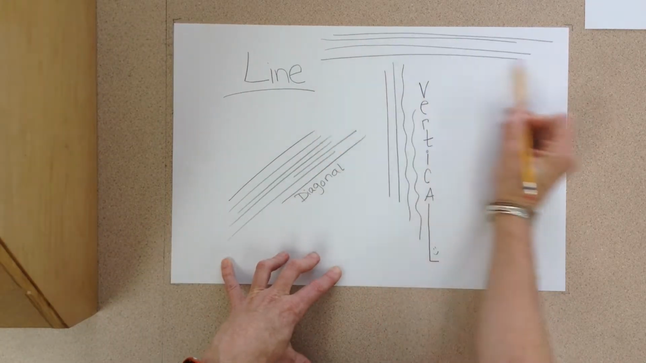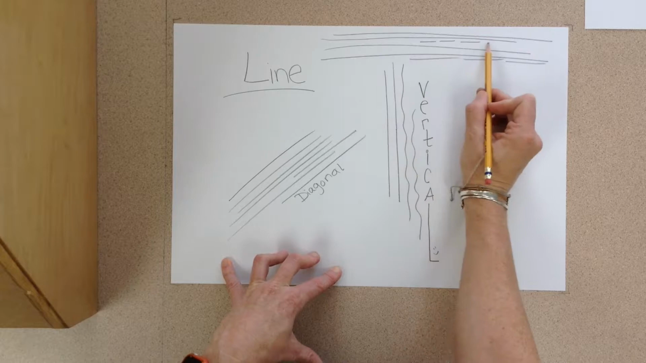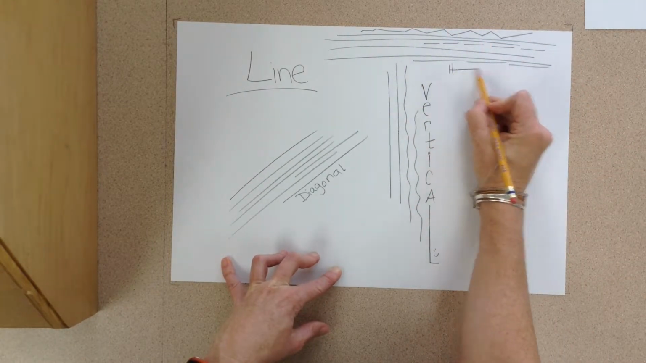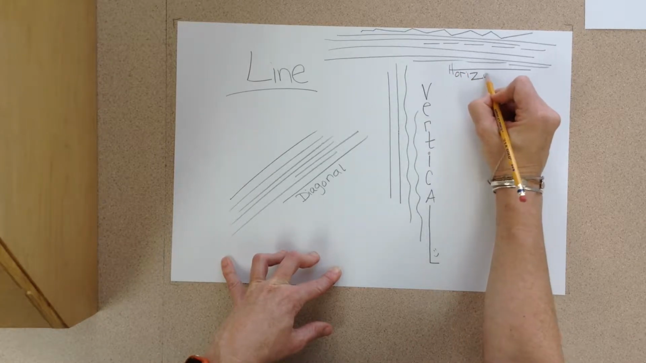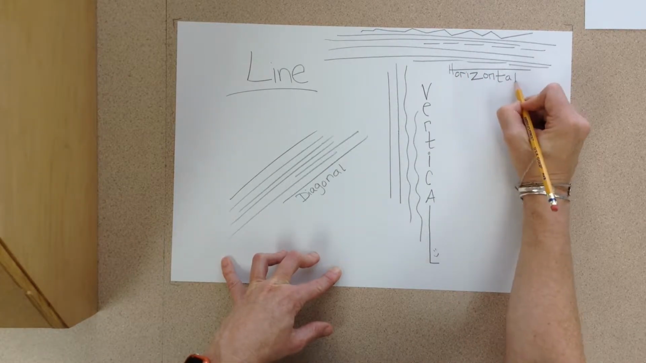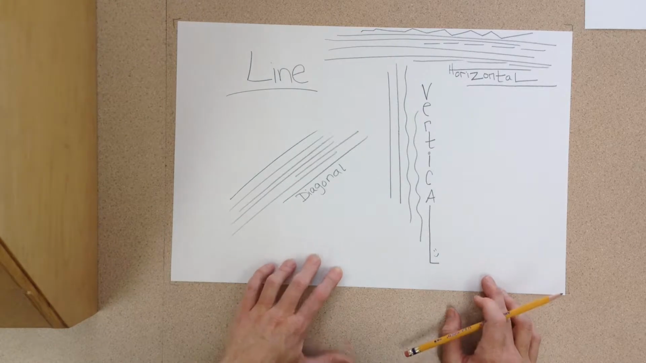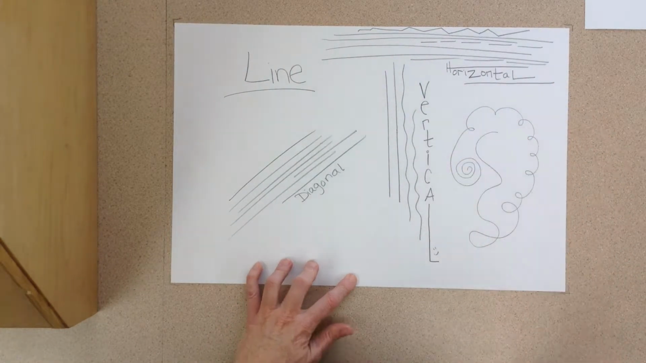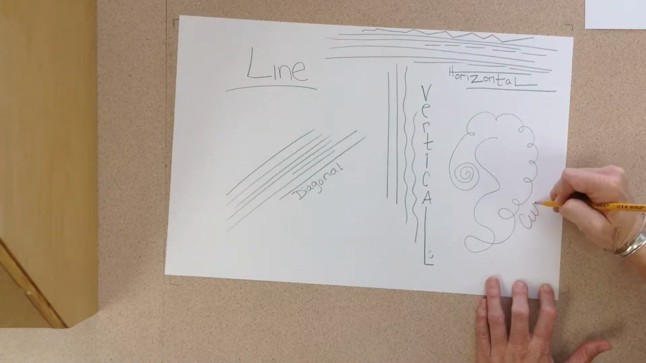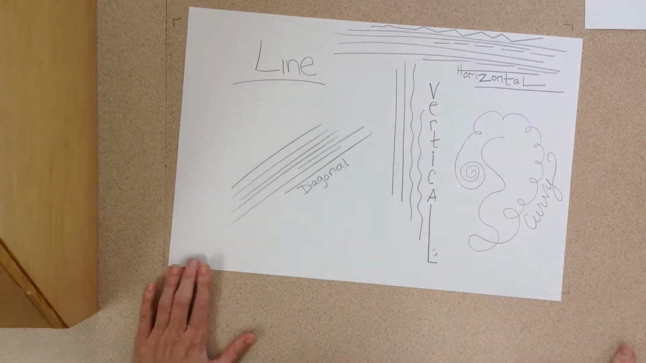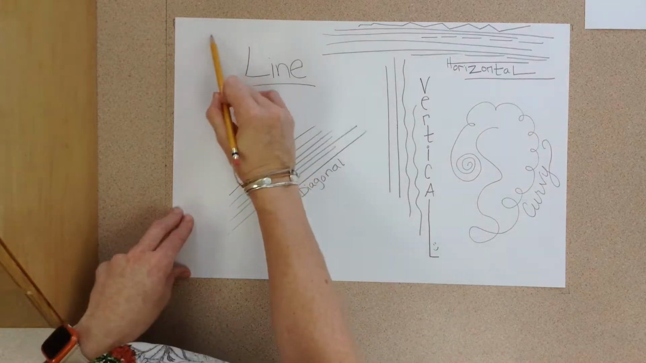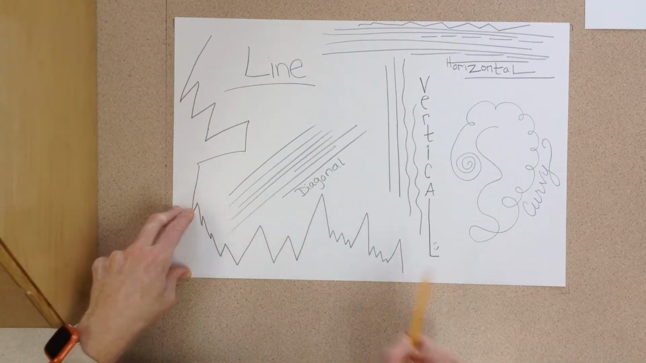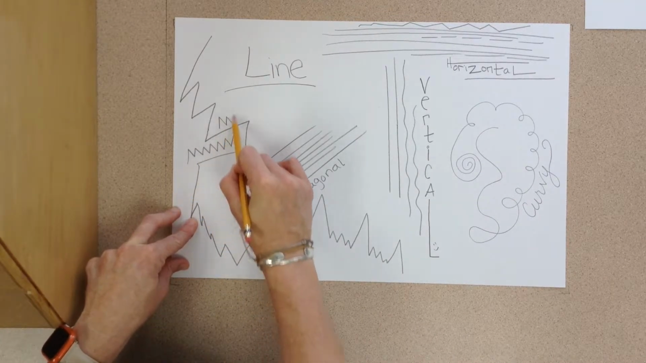Horizontal lines go side to side. There are all different kinds of horizontal lines too. A horizontal line can be short, long, zigzagged, or curvy, as long as it goes side to side. Curvy lines are my favorite. Curvy lines twist and turn, just like cursive writing. Zigzag lines are a lot of fun too. Zigzag lines look like the letter Z.